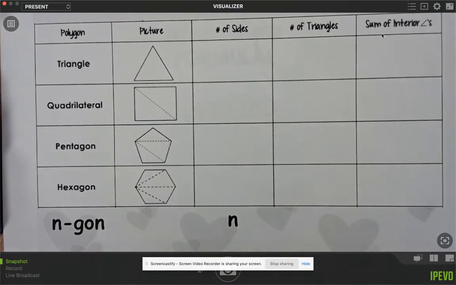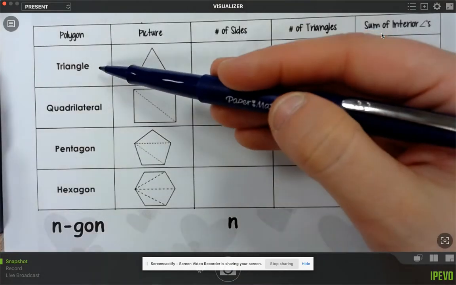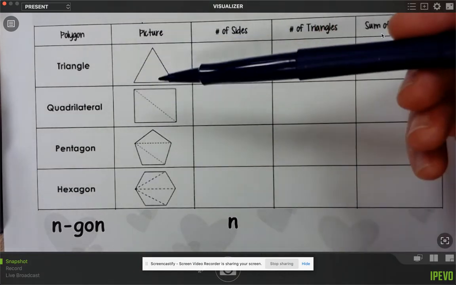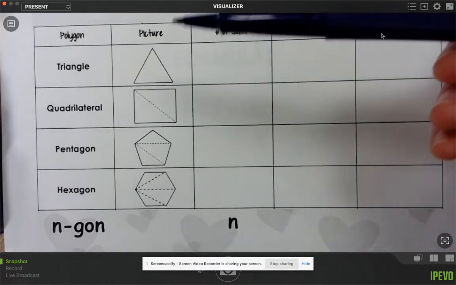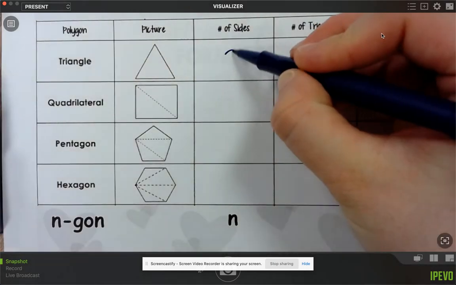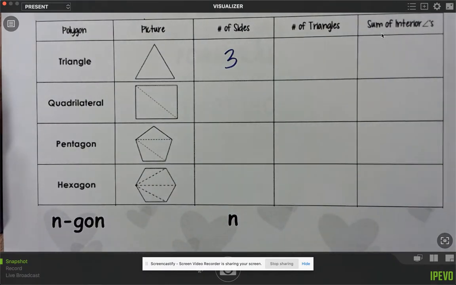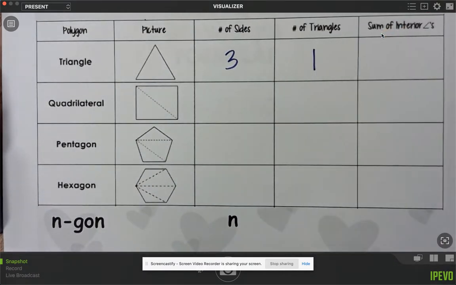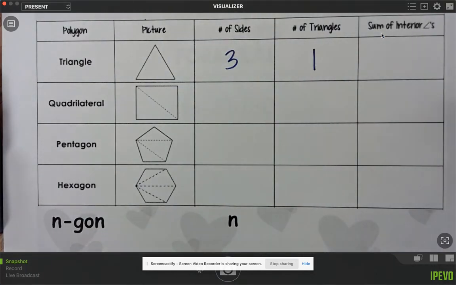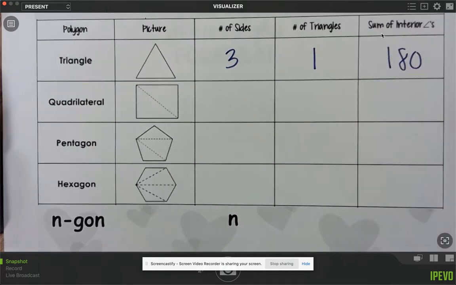Our smallest polygon, smallest in terms of number of sides, is a triangle. You need at least 3 sides to make a polygon. We can only make 1 triangle out of those 3 sides. And we already know that the angles of a triangle all add to 180. So now we're just going to keep going through our list here.